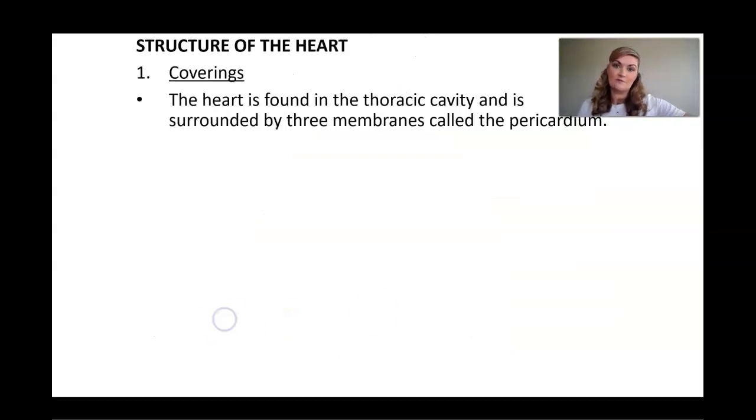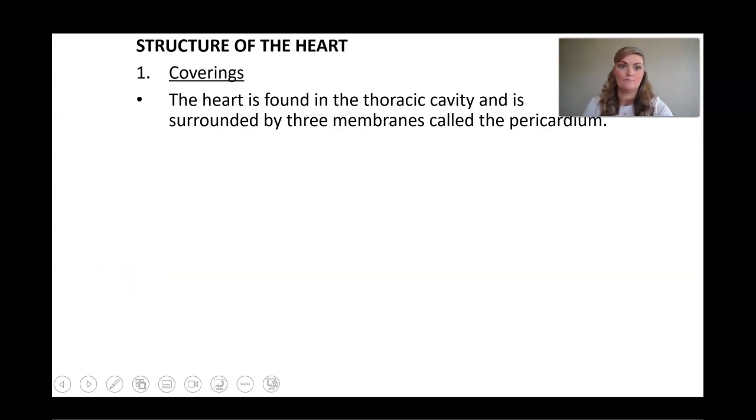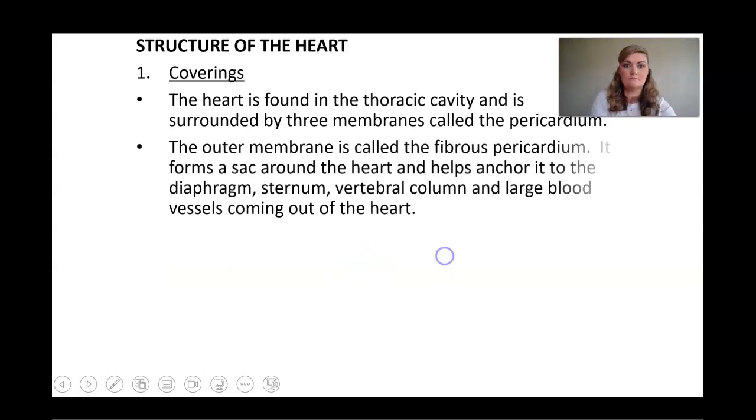So with the structure of the heart, first we're going to discuss the coverings. The heart is found in the thoracic cavity, and it's surrounded by three membranes called the pericardium. The outer membrane is called the fibrous pericardium. It forms a sac that goes around the heart, and it helps to anchor the heart to the diaphragm, which is what I was showing you in the previous pictures, to the sternum, to the vertebral column, and to the large blood vessels coming out of the heart.